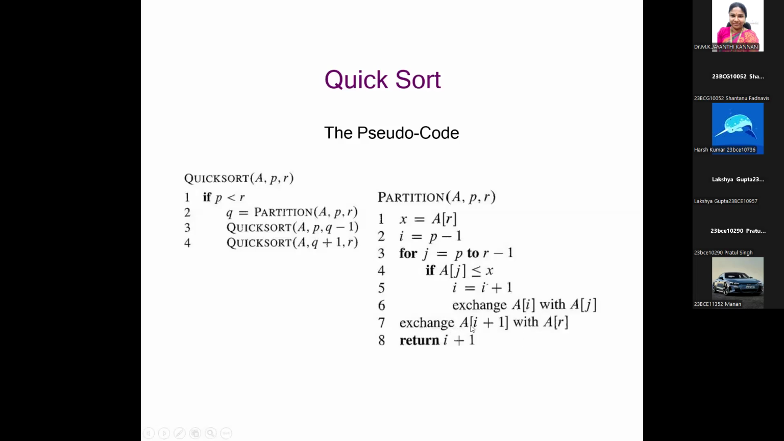Again, call the exchange of A of I plus 1 with A of R. A of R is the last index position. I plus 1 is the current loop's position. Return I plus 1. So in partitioning, after n by 2, again n by 4, each and every time we have to do partitioning once.